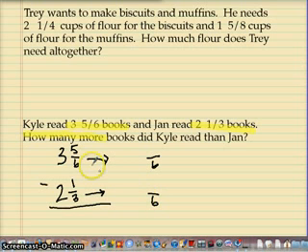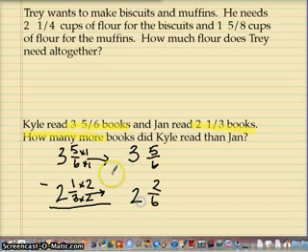6 times 1 is 6. 5 times 1 is 5, so it stays the same. 3 times 2 is 6, so 1 times 2 is 2. Don't forget to bring over your whole numbers and your operation sign. We can then subtract. 5 minus 2 is 3. 3 minus 2 is 1.